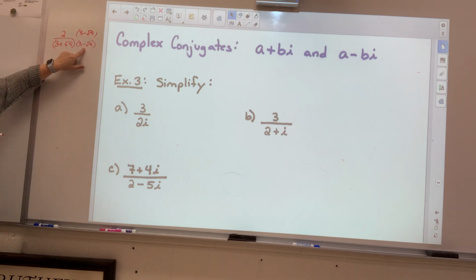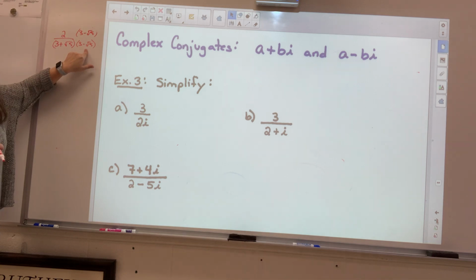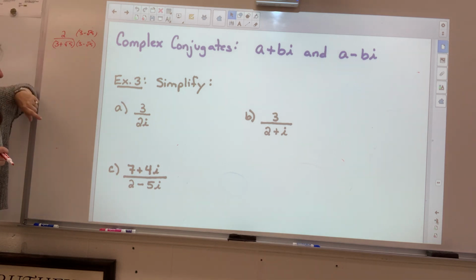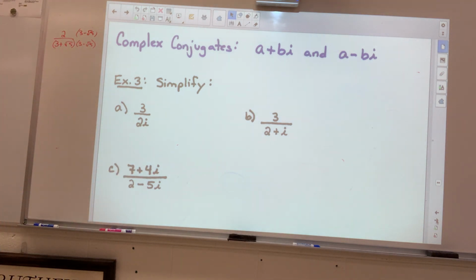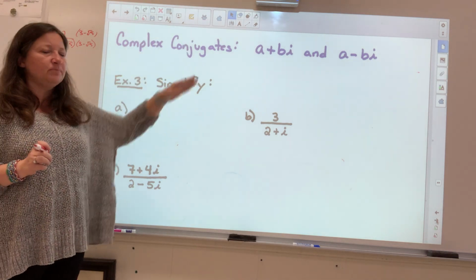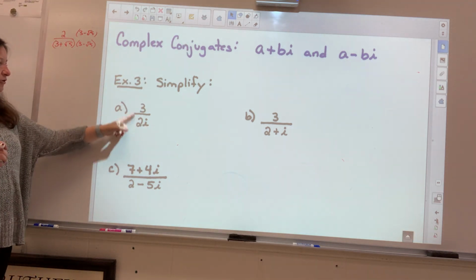That was called multiplying by the conjugate. Well, imaginary numbers work the same way. We cannot leave an i in the denominator, just like we can't leave a square root. So we're going to need our conjugates, but we're going to start with a simpler one first.